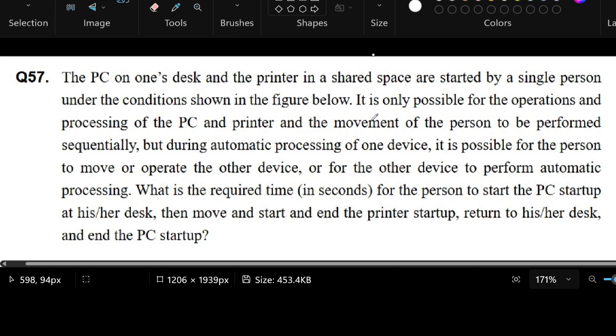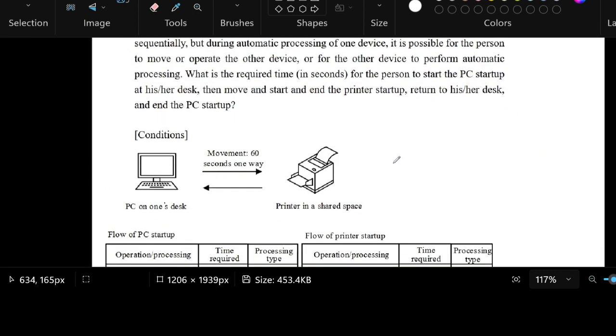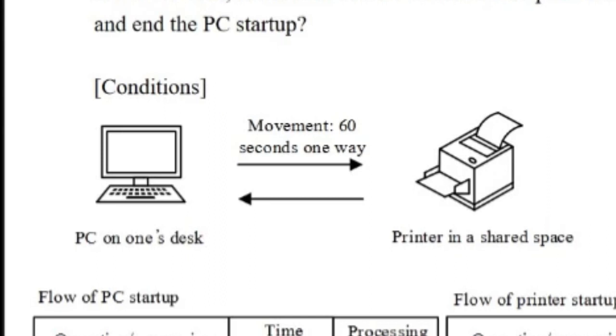Okay, so to understand this question, we shall need to look at the figure below. So let me just make this a little bit smaller. The conditions say that if we move from the PC on one's desk to the printer in a shared space, that'll take us 60 seconds one way. So if we need to go back, that's another 60 seconds. We need to know the required time for the person to start the PC, go to the printer, start the printer, and then return to the PC.